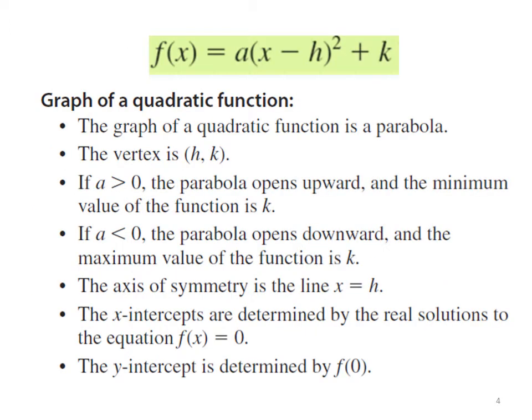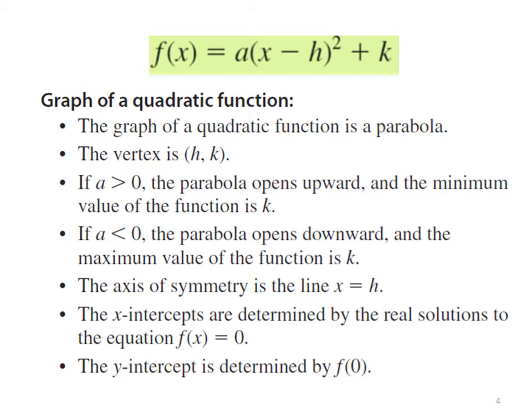Let's go back now to the form. Vertex form, f of x equals a times x minus h squared plus k. The graph of the quadratic function is called a parabola. A parabola, of course, has a special point called the vertex. You can find it from the vertex form. h and k now define the vertex.